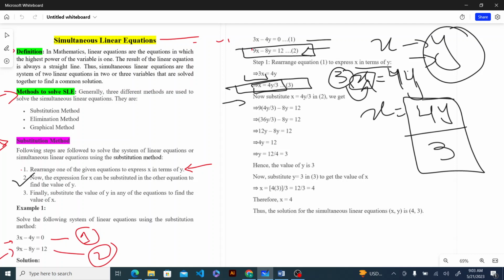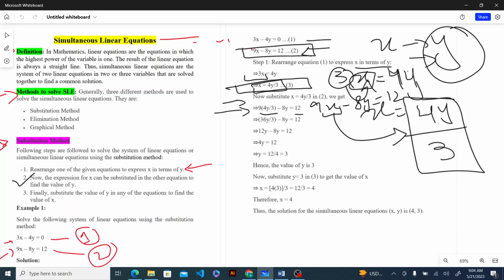We will take equation number 2, that was 9x minus 8y is equal to 12. So now we are going to put our value 4y upon 3 in it. So 9 will be multiplied with x, and x value is 4y upon 3. So we will put it here, 9 into 4y upon 3, minus 8y, is equal to 12. Okay, we have only put the value of x here in 9x.